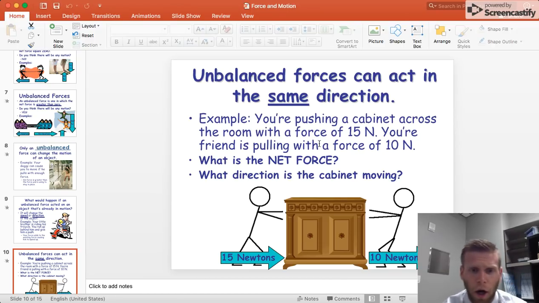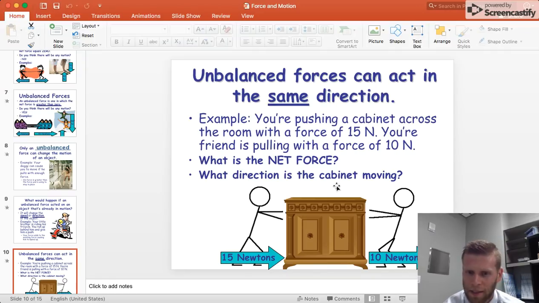So you're pushing it across there with 15 newtons. Your friend, thank goodness you have friends, is helping you move with 10 newtons of force. So what is the net force? If I have 15 newtons pushing, and my friend here is pulling with 10, what is my net force? Simple addition here. 25. I knew you knew it.